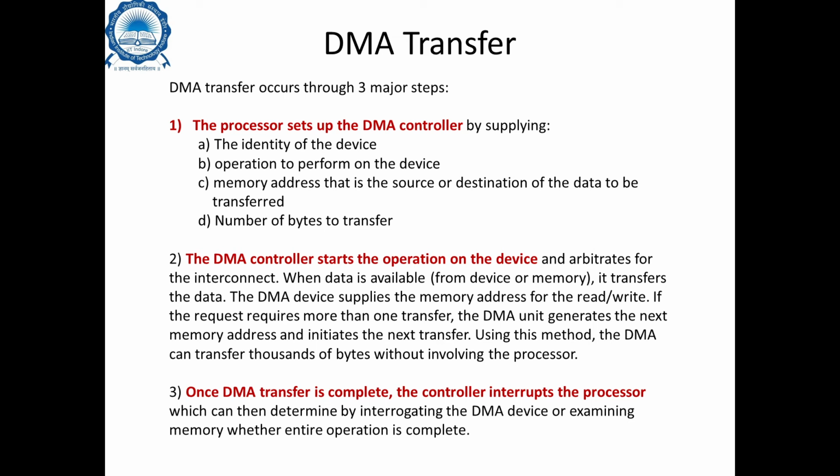The second step is that the DMA controller starts the operation on the device. How? First, the data is available from the device or memory, and it transfers the data. The DMA device supplies the memory address for the read or write. If the request requires more than one transfer, the DMA unit generates the next memory address and initiates the next transfer. Using this method, the DMA can transfer thousands of bytes without involving the processor during the management and transfer of the data.